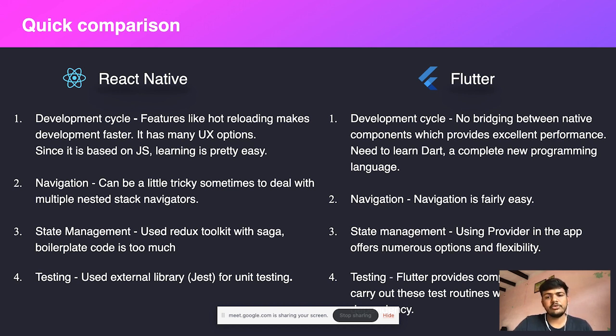In Redux Toolkit, we had to create a slice file and multiple files for handling every API. But in case of Flutter, we use Provider. In Provider, we had to make a class which is globally accessible for every class, with many variables to store data in that particular class. So we can say that in React Native, for handling state management, the boilerplate code is too much as compared to Flutter.